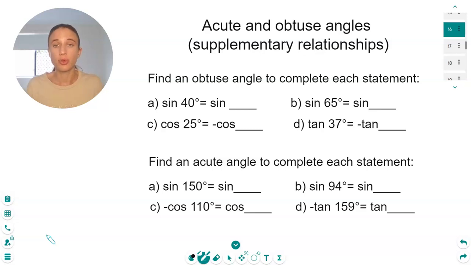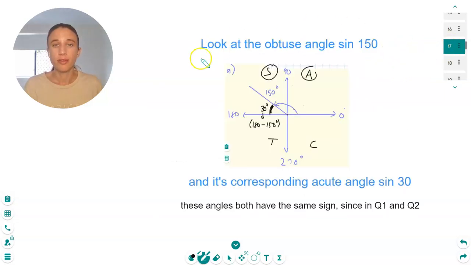I would recommend you pause the video and attempt these questions, and if you're having trouble then keep watching. First thing to understand is we're going to look at this obtuse angle, sine 150. Can you see that blue angle there? So that's sine 150, right?